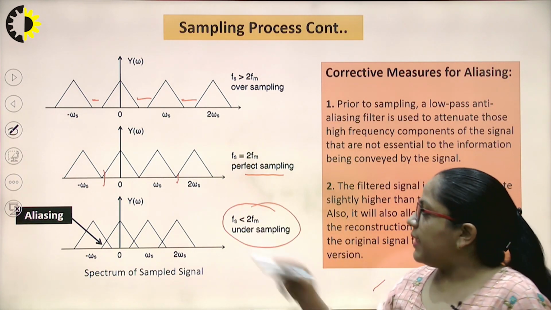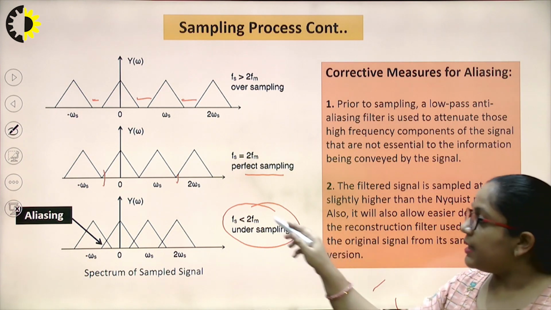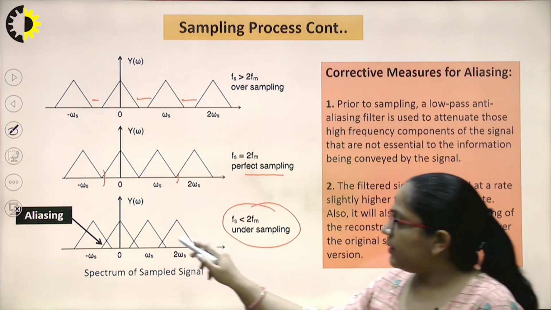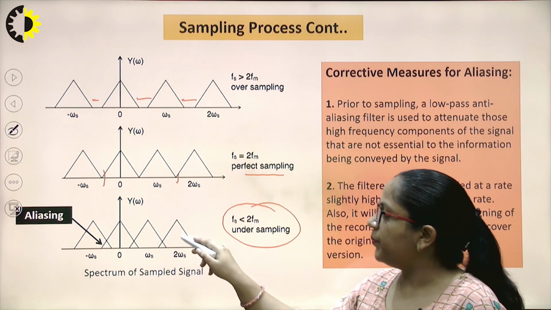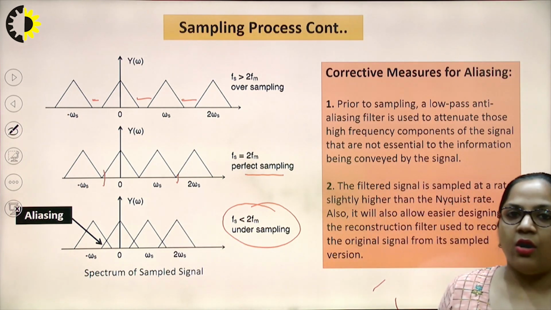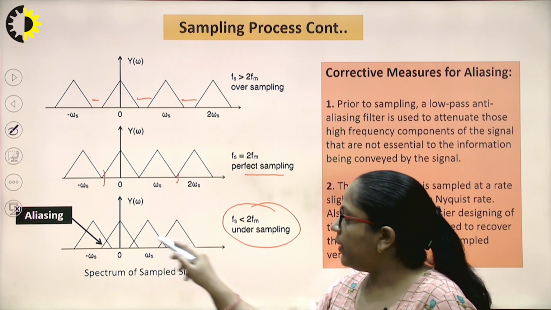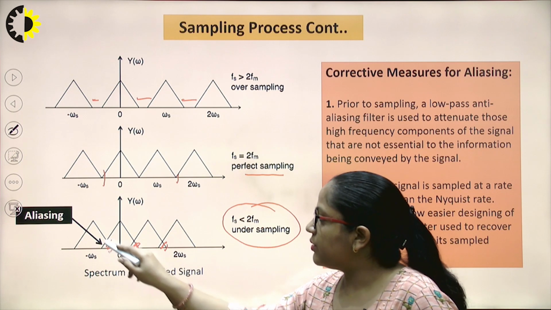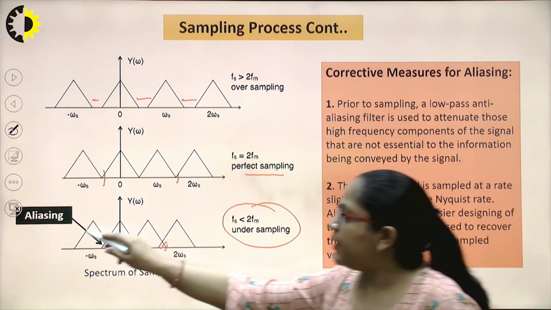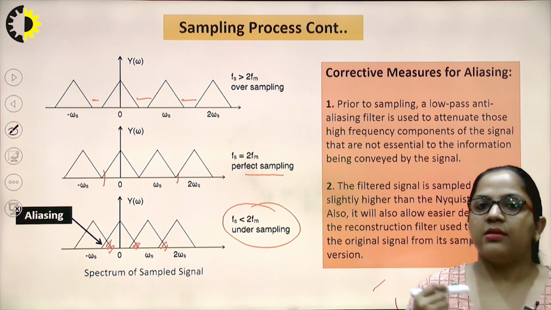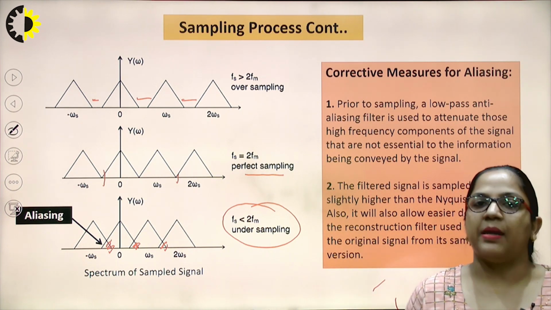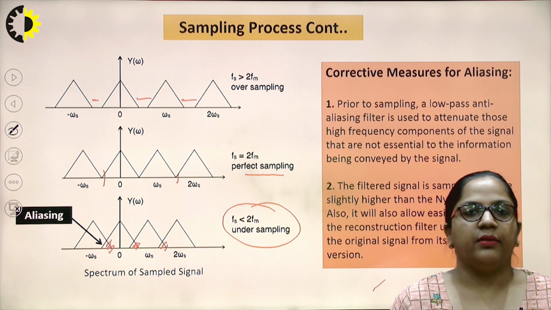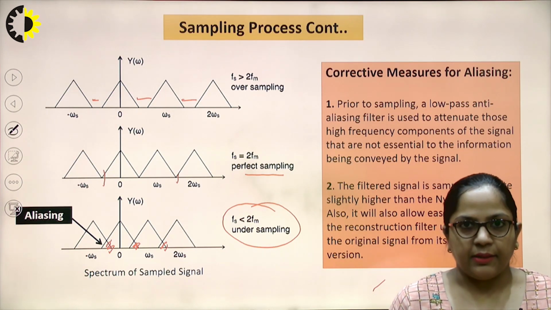But when the sampling frequency is lesser than twice of Fm, this condition is called undersampling. In this case, the adjacent spectra of the sampled signal are overlapping with each other. This overlapping is called the aliasing effect, and if aliasing occurs, then we cannot reconstruct our original message back from the sampled signal. Okay, so what corrective measures can we perform to avoid aliasing?